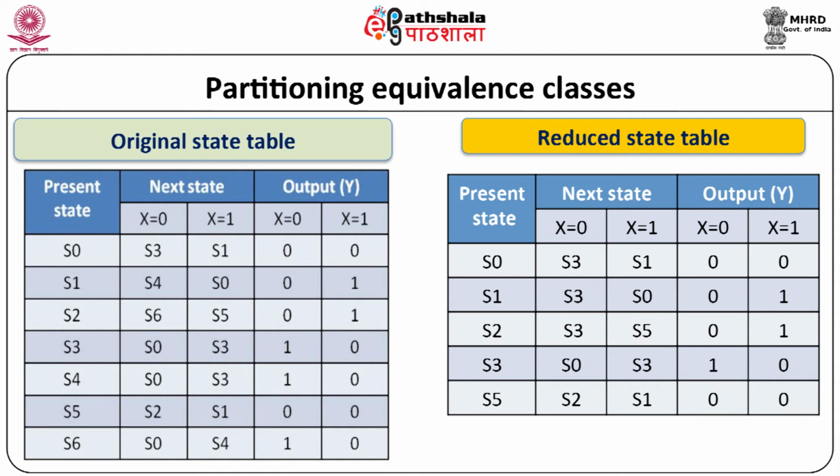Here the original state table is shown on the left and the reduced state table is shown on the right of the slide. The simplified state table contains only 5 states as compared to 7 in the original state table. This state reduction technique ensures that the simplified finite state machine is functionally equivalent to the original one. Skilled designers can check the functional equivalency of both machines by simulating the behavior using CAD tools.